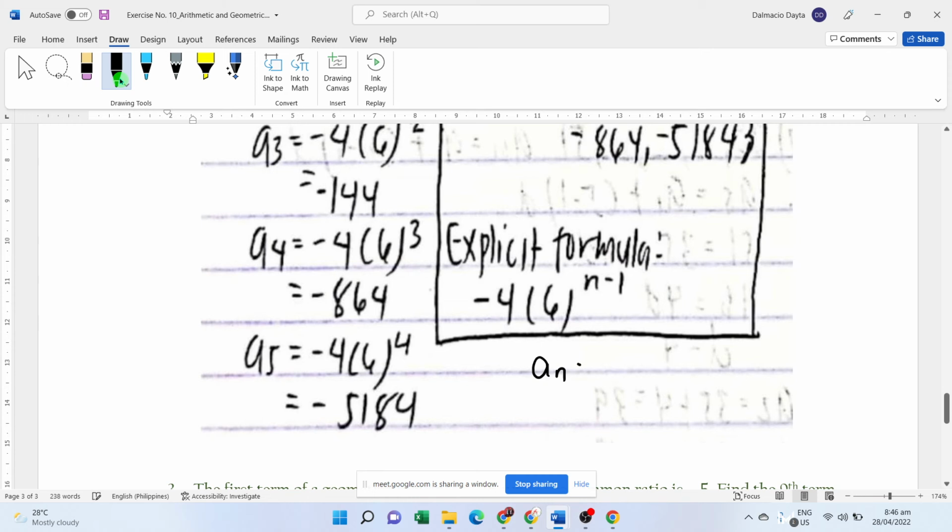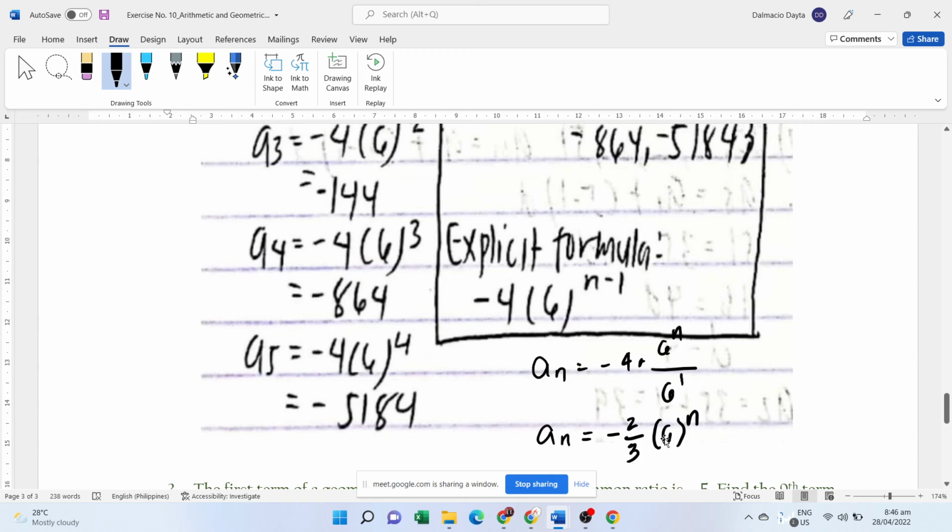So we have a sub n is equal to negative 4. What do we mean by 6 raised to n minus 1? If we subtract the exponent, that means this is from a quotient of two exponential expressions, that is 6 raised to n over 6 raised to 1. Correct? Para pag sinimplify ninyo yan by law of exponents, this becomes 6 raised to n minus 1. So the explicit formula may be written as negative 4 over 6, that is negative 2/3 times 6 raised to n. Yeah, that's the explicit formula.